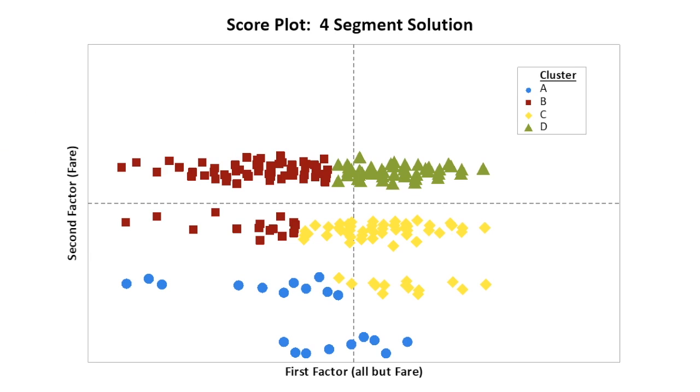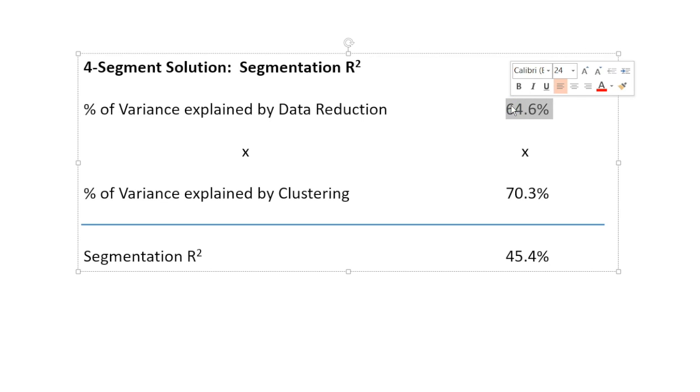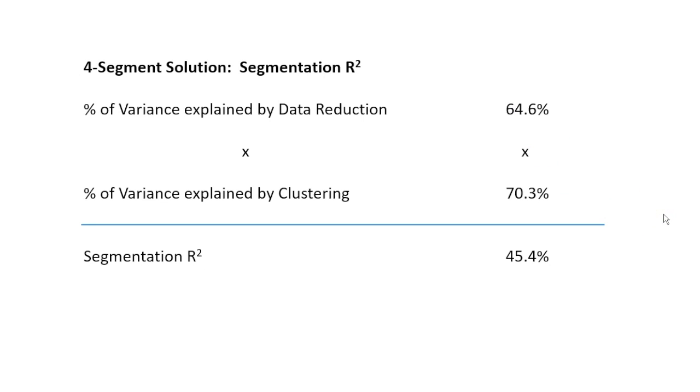And finally, before we go to the next video, when we do these kinds of segmentations, it's always good practice to document how is the fit of this segmentation. So in our example, we used a data reduction technique called factor analysis, which explains 64.6% of the variance. Then we explained about 70% through the actual clustering. So the overall fit for the segmentation is about 45%, which is actually pretty high.